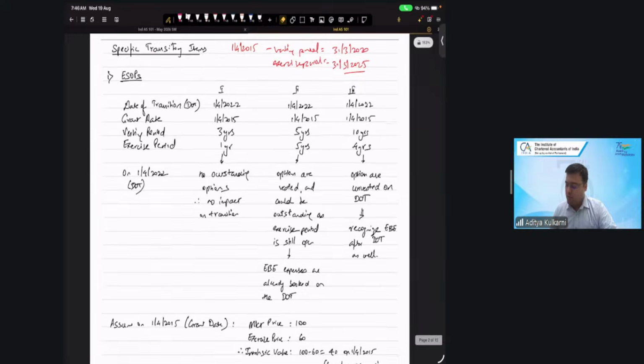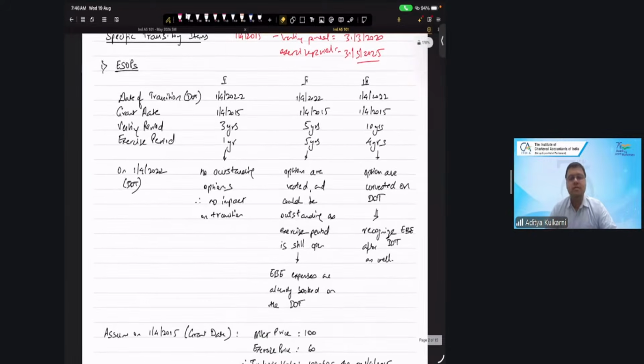Now, we move on to three cases in ESOP. Only these three cases will be there. There won't be a fourth. First case. Date of transition 1st April 2022. This is not going to change. It is the same across all the three cases. Now, case 1, the grant date is 1st April 15. That is also the same across all the three cases. Now, we look at the individual cases.